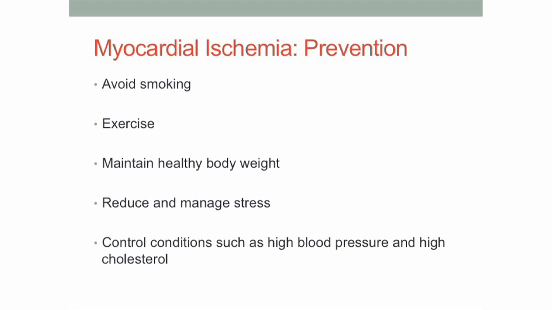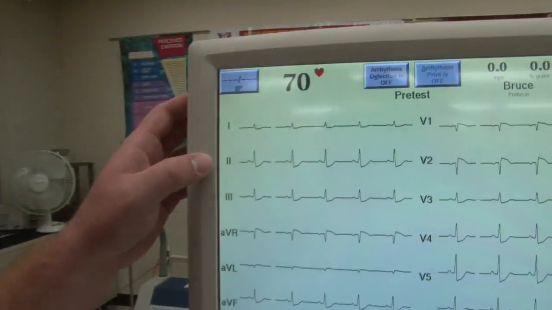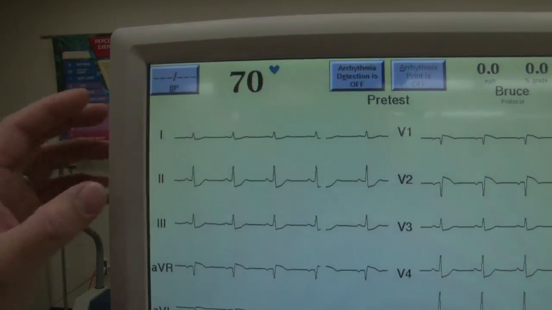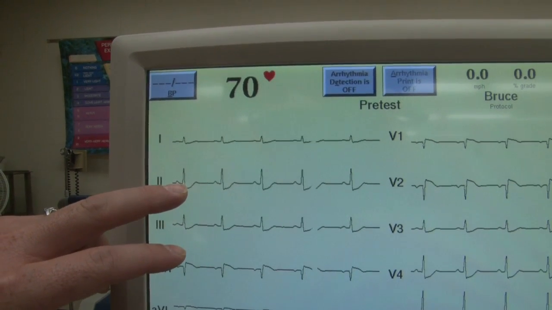Some prevention is to avoid smoking, exercise, maintain healthy body weight, reduce and manage stress, and control conditions such as high blood pressure and high cholesterol. On this slide, it shows an EKG of a myocardial ischemia. As you can tell, this is from an ST depression when the ventricles are depolarized. As you can see on lead 2, myocardial ischemia is a depression in the ST segment, which is shown right after the QRS wave.